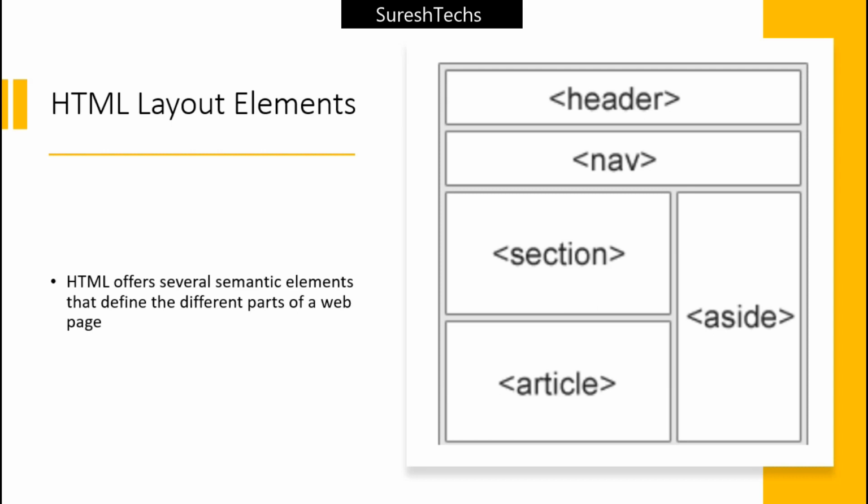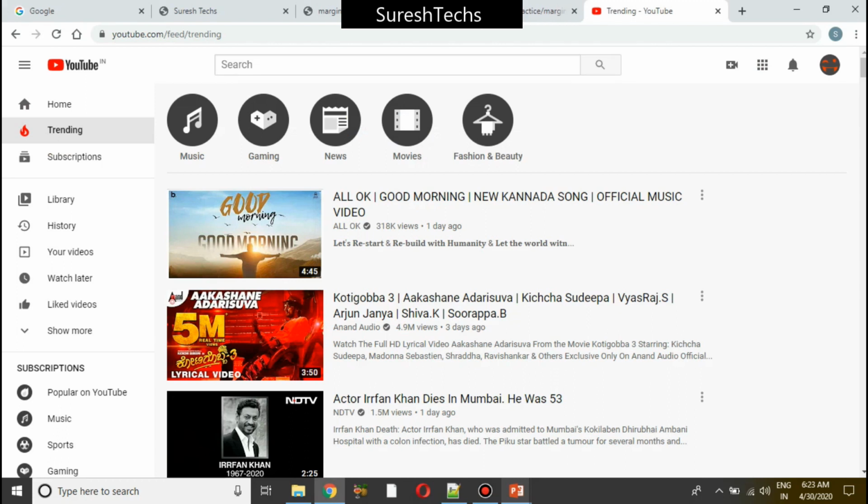Basically a well designed application will follow all these rules. The header defines the header of the document. If you look at this YouTube application on the top, where you have the YouTube icon and logo, then the bell icon, then the YouTube apps, and then the icon to create a new video, this section is part of a header.